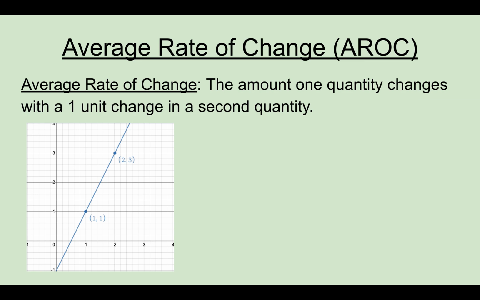So here's my line. I have 1, 1, 2, 3. The slope is 3 minus 1 over 2 minus 1, so 2 divided by 1. All right, so what this suggests is every time x increases by 1, y increases by 2. And if x decreases by 1, y will decrease by 2. So that's what this means.